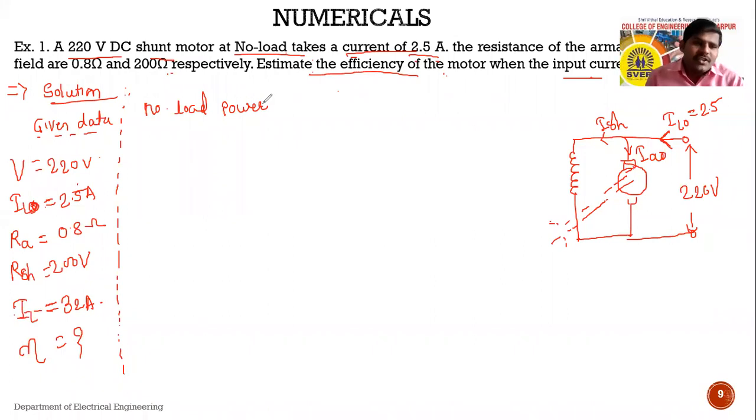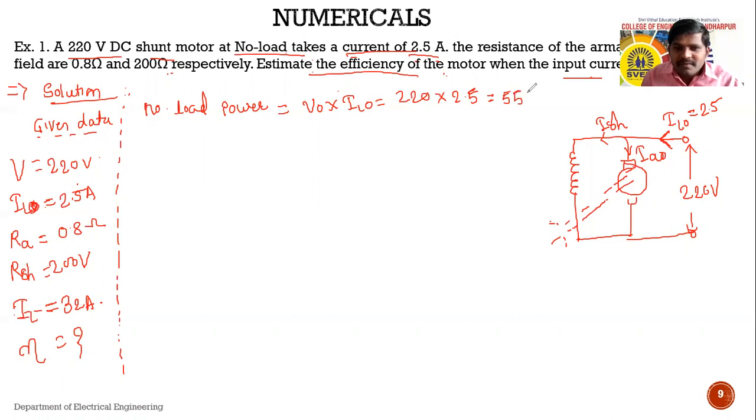So see, the no load power taken from the supply is equal to the voltage taken from the supply V0 into the no load current IL0. So it is equal to 220 into the current taken at no load condition, that is 2.5 ampere. 220 into 2.5, so it is equal to 550 watt, right? So the no load power taken from the supply is nothing but 550 watt, right?